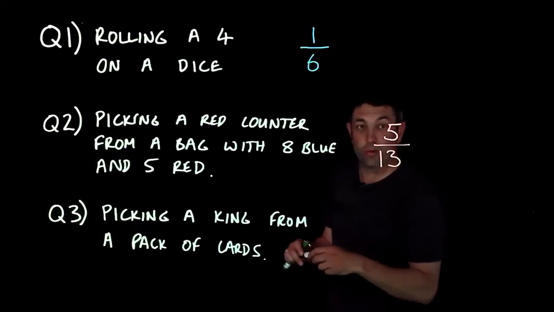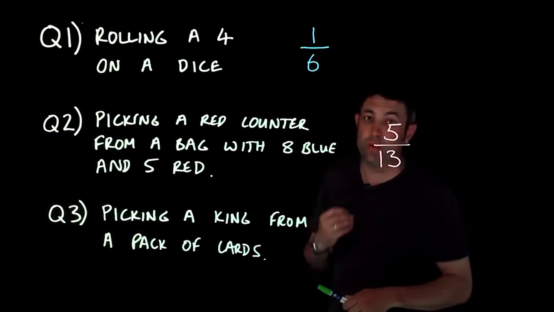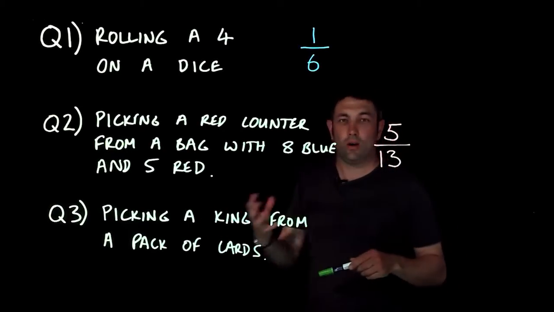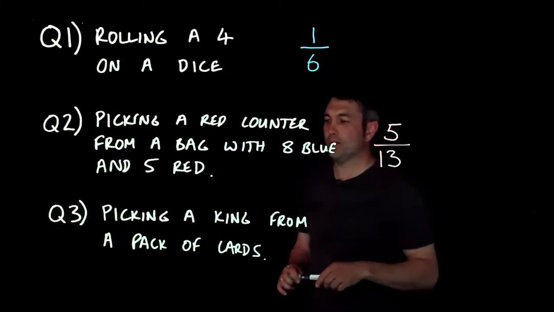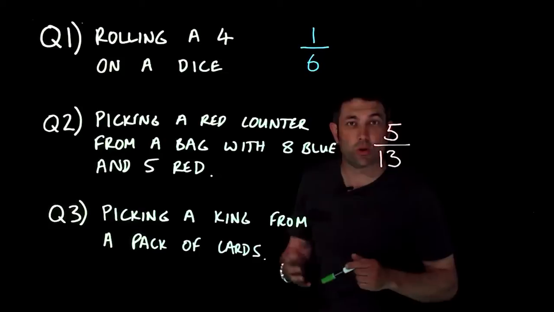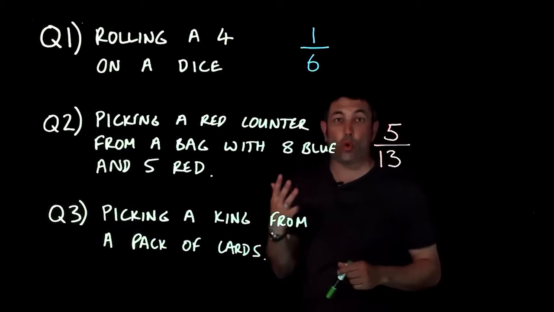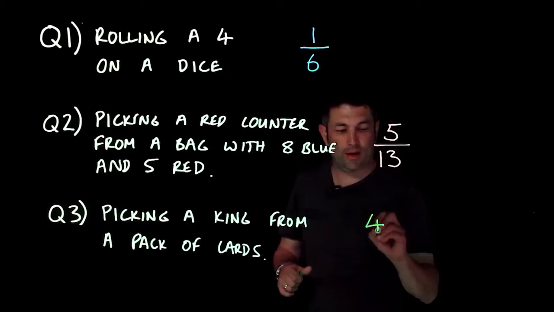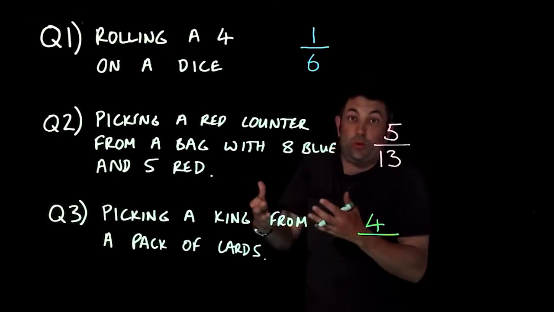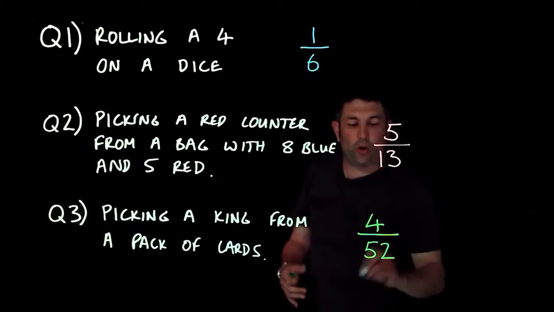Now, the last one's a little bit more interesting. If you don't know about playing cards, for an exam you would be expected to know about playing cards. So please ask at home or ask your teacher about playing cards. Now, picking a king from a pack of cards, there are 4 suits. There's hearts, there's spades, there's diamonds, there's clubs. So there are 4 kings in a pack of cards. Now, you should know again that there are 52 cards in total. So we've got 4 out of 52.